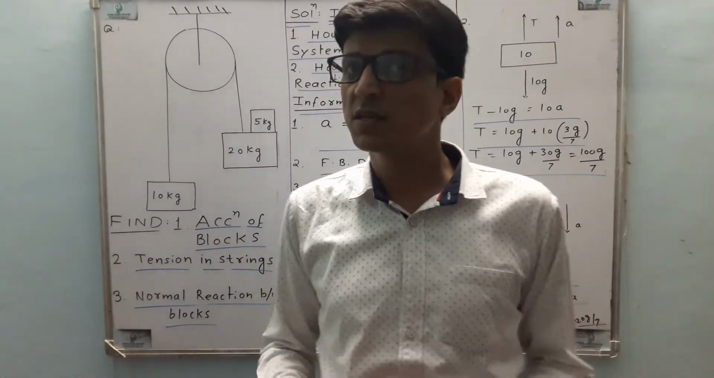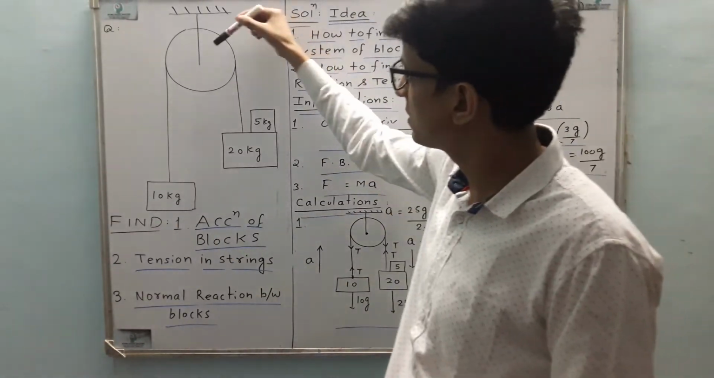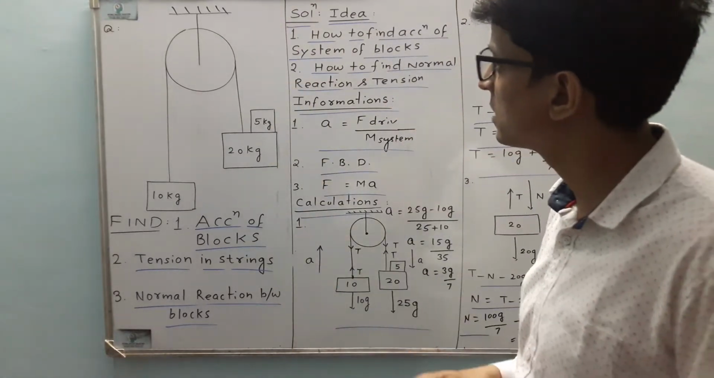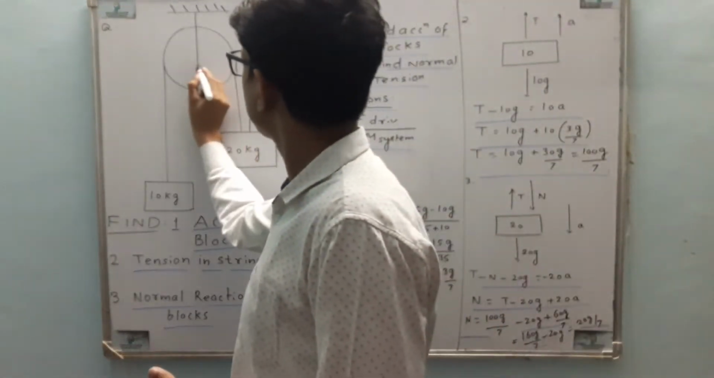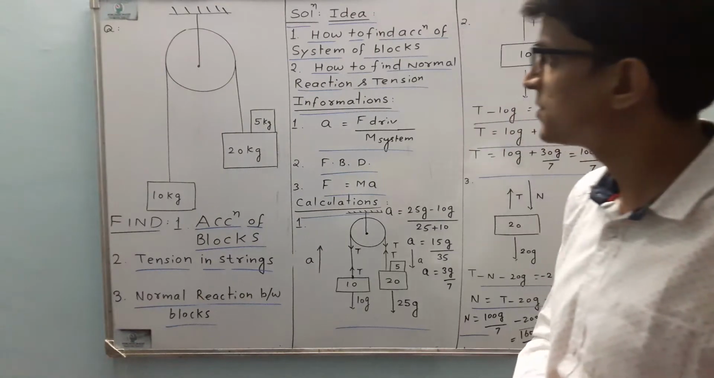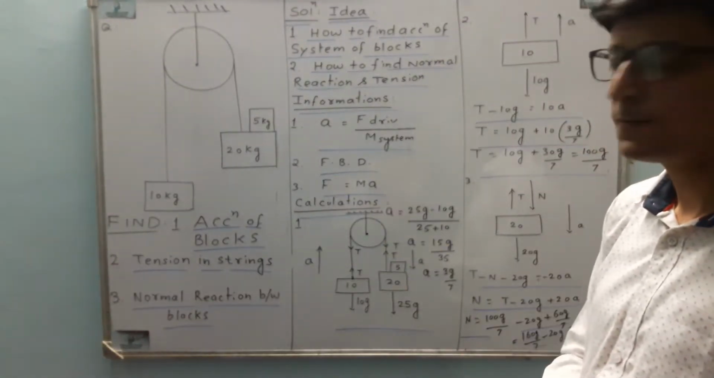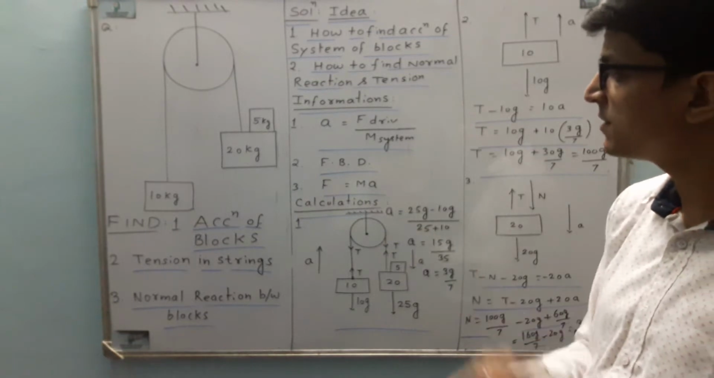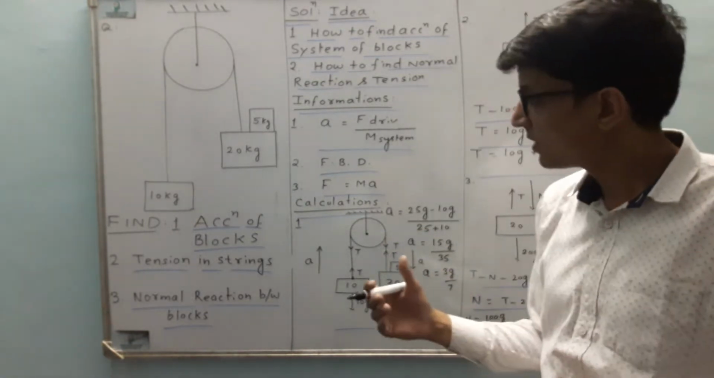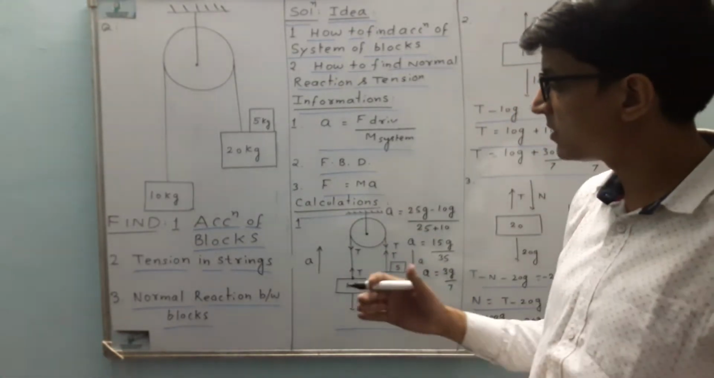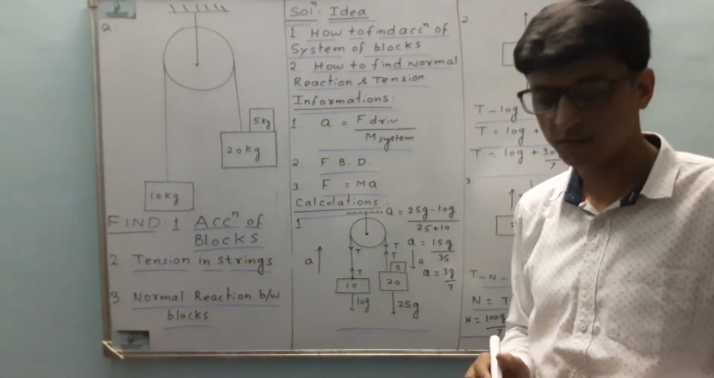Let's discuss some mechanics questions. There are three blocks and they are connected by ideal strings which is mounted over a pulley, and they are placed as shown in the figure. We need to find the first thing is acceleration of the blocks, the second is tension in the string, and the third is normal reaction between blocks.